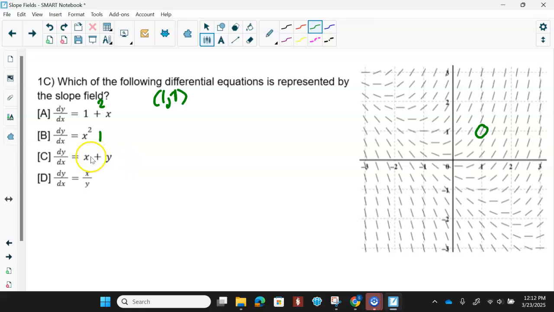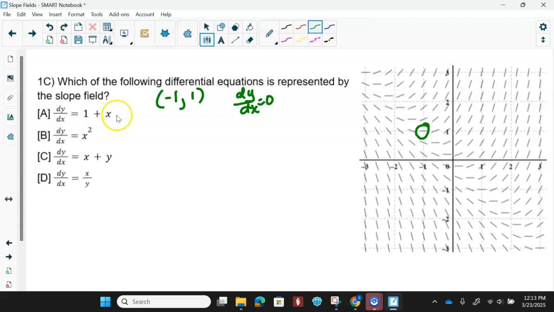Then here, x plus y. Again, 1 plus 1 is 2. And here, 1 divided by 1 is 1. So that point here didn't help us. But again, you notice the drift here. So let's try another point. Let's do -1, 1. Notice -1, 1 has a slope of 0. So that could definitely tell us what's going on here. We're going to test the point -1, 1 and see what gets us a slope of 0.